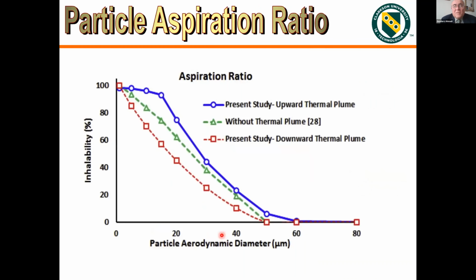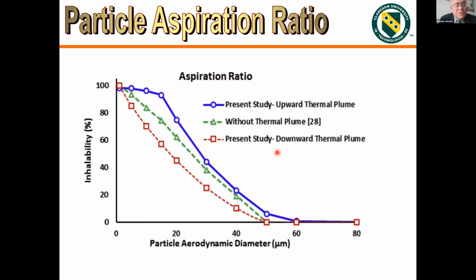One question that we typically want to know is, if you have a concentration around you of a certain level, what is the aspiration ratio? How much will people breathe? And this is without thermal plume, ignoring the temperature difference of the body and the surroundings. This green line is basically the rate of aspiration. Bigger particles, we cannot aspirate. Smaller particles, we essentially inhale.